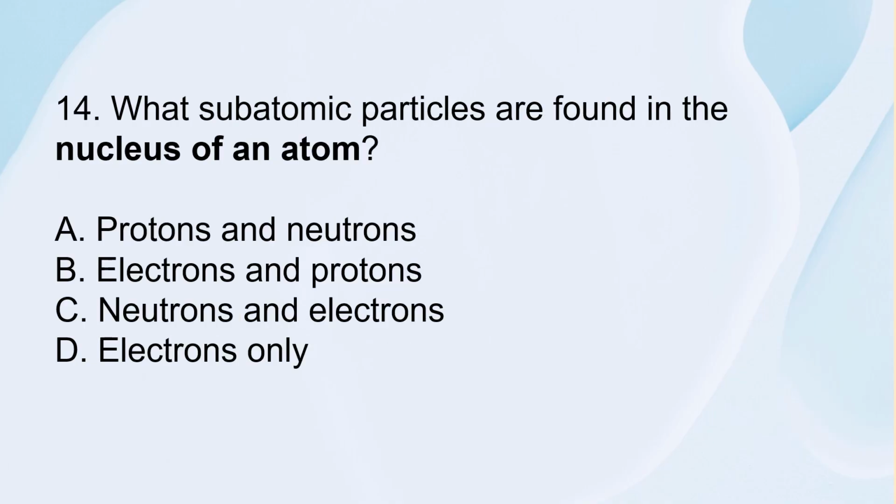Number 14, what subatomic particles are found in the nucleus of an atom? Letter A, protons and neutrons. Letter B, electrons and protons. Letter C, neutrons and electrons. Or letter D, electrons only.